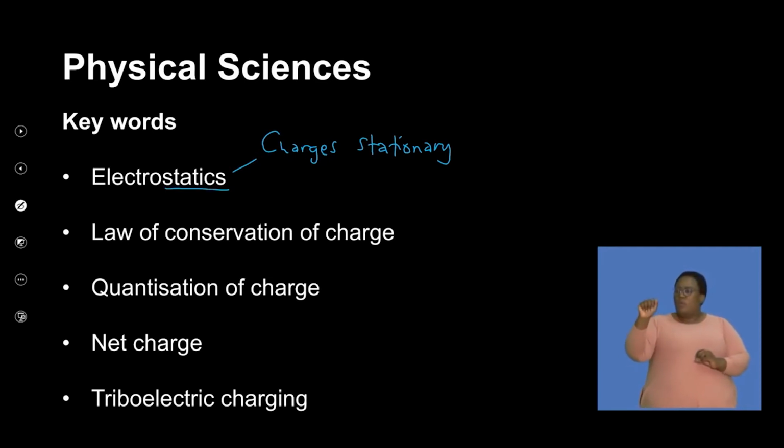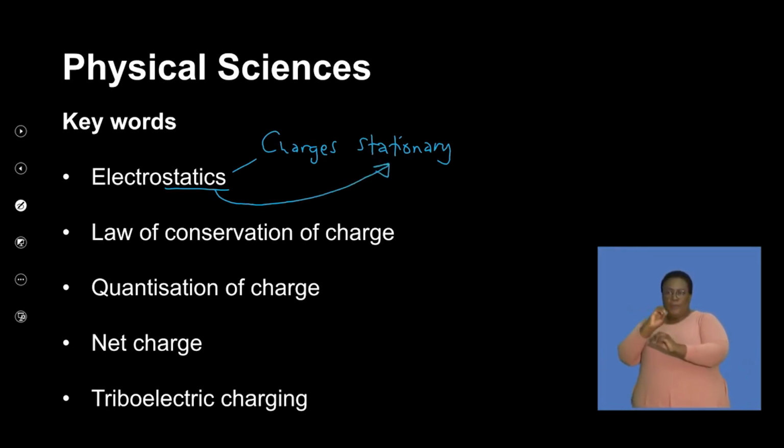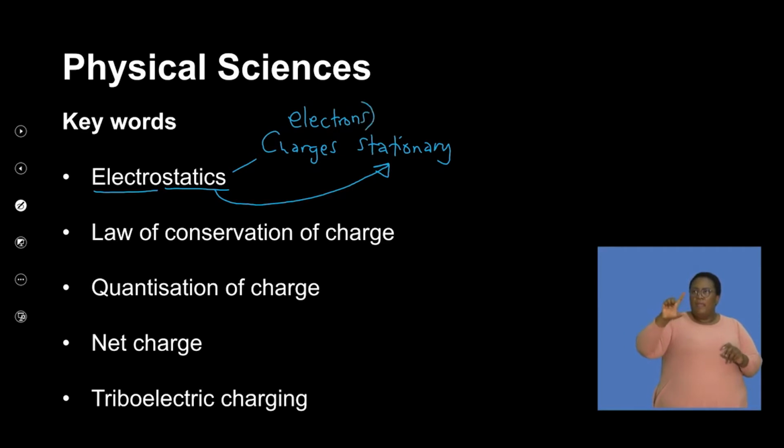The word static suggests that the charge is stationary. And then the word electro suggests something about charge, and this is about electrons essentially. So electrostatics is that branch of physics that deals with stationary charge and the effect of charge in terms of fields. It goes on and on, but the long and short of it is that it talks about stationary charge.